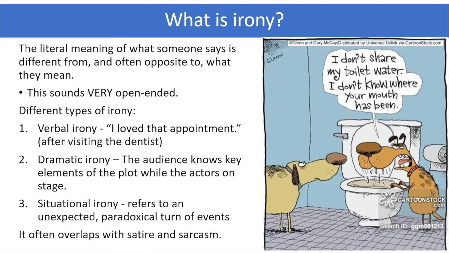Then we get dramatic irony. This is when the audience knows key elements of a plot, while actors on stage or characters in your book actually have no idea about what's going on. Then we get situational irony. This refers to an unexpected, paradoxical turn of events. Irony often overlaps with satire and sarcasm.